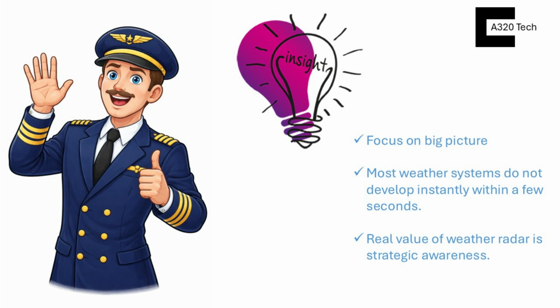One very important takeaway is this. The primary purpose of weather radar is to help the crew build a big picture of the airspace ahead of the aircraft. By using different ranges and properly managing the radar, pilots can observe the overall weather environment, identify areas of convective activity, and understand how the weather is developing along the route.